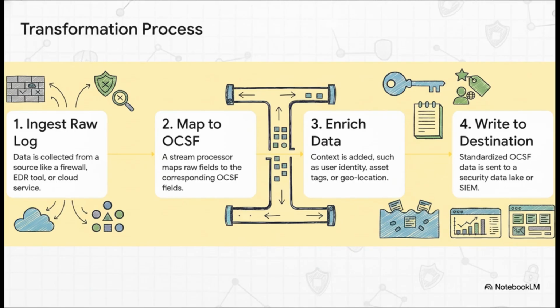First, you ingest the raw, messy log from whatever source. Then, a data pipeline maps the fields from that raw log over to the OCSF standard. This is also the perfect time to enrich the data with more context. And finally, that clean, standardized, beautiful event gets sent to your SIEM or data lake, ready for action.